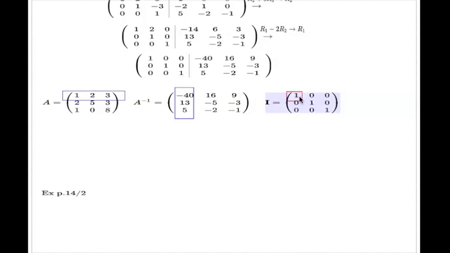What about this element? Oh, gee, this lost focus. What about this element? So I'm looking now at this row and this column. 1 times 16, take 10, take 6, 0. What about this combination? 9, take 6, take 3, 0.